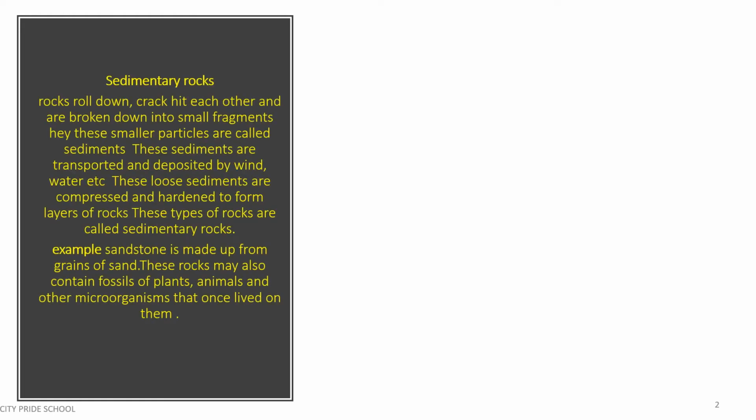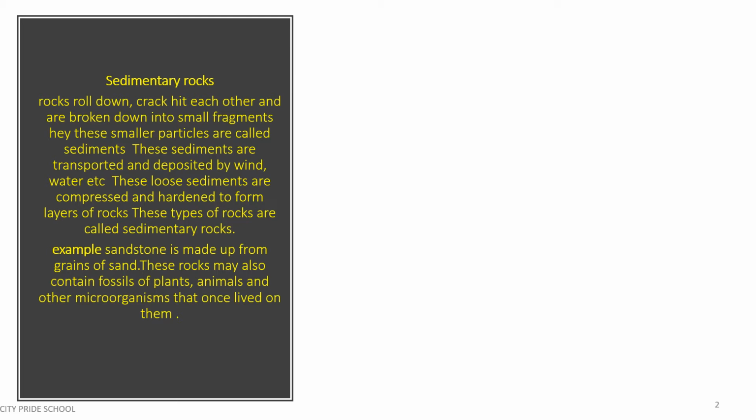Sedimentary rocks. As I've told you, sedimentary is settling of rocks. Now some rocks roll down, crack, hit each other and they are broken down into small fragments or small pieces. And these small particles are called sediments. And when these sediments get deposited in a particular place, maybe due to wind or heavy rainfall, they are compressed and hardened to form a layer of rock. These types of rocks are called sedimentary rock. The example is sandstone, which is made up of grains of sand.